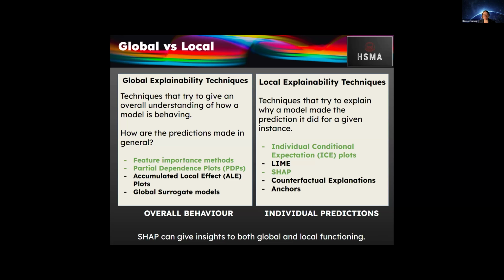We've also got the local explainability techniques. So these are the ones that try to explain why a model made a given prediction for one individual. These are the individual conditional expectation plots and SHAP. But both of those can also help you to understand the global functioning of the model, the overall functioning of it in general.